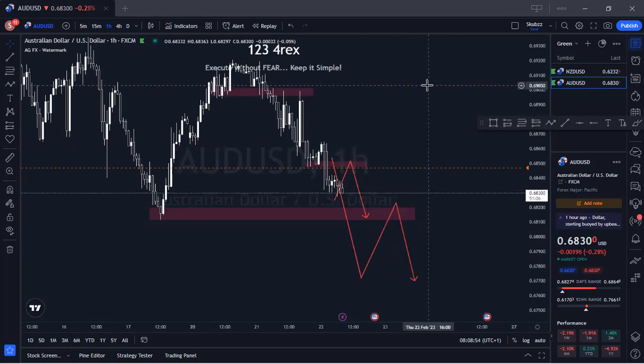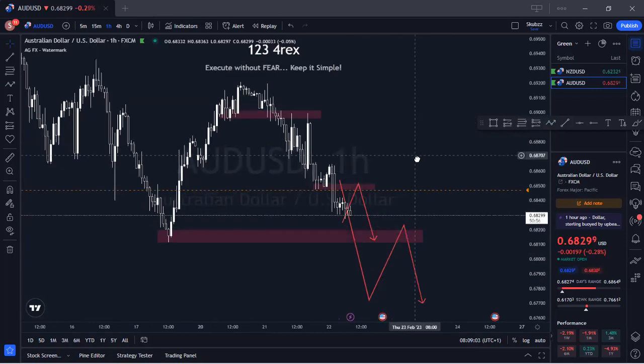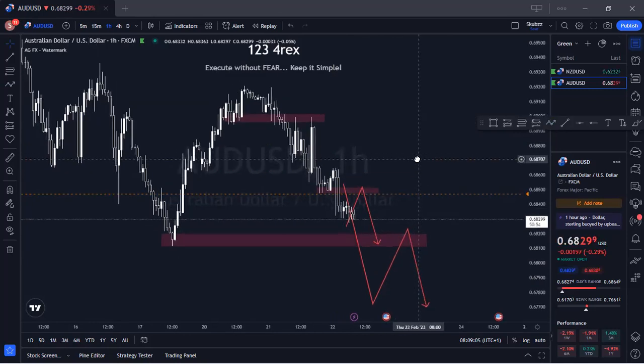Is there any other pair you guys want us to take a look at before we go?